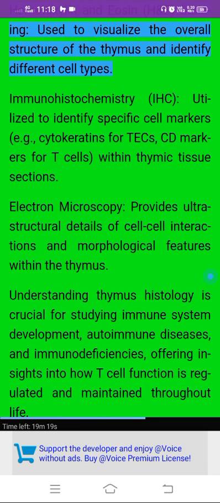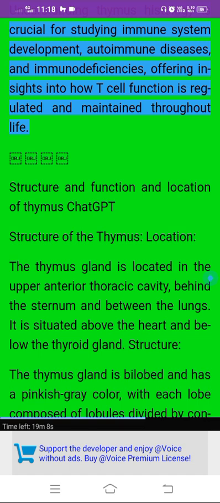Histological techniques used. Hematoxylin and eosin, H&E staining, used to visualize the overall structure of the thymus and identify different cell types. Immunohistochemistry, IHC, utilized to identify specific cell markers, e.g., cytokeratins for TECs, CD markers for T cells within thymic tissue sections. Electron microscopy provides ultrastructural details of cell-cell interactions and morphological features within the thymus. Understanding thymus histology is crucial for studying immune system development, autoimmune diseases, and immunodeficiencies, offering insights into how T cell function is regulated and maintained throughout life.